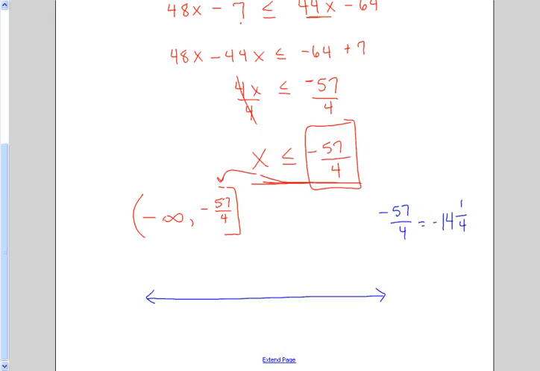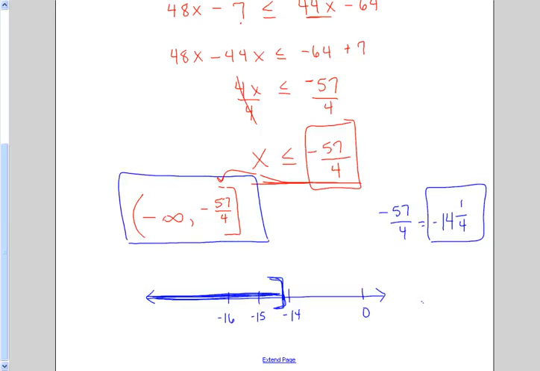So that just kind of helps me on my graph know that as I'm choosing my correct graph, let's say zero is out here, negative 14, negative 15, negative 16. Negative 14 and 1/4 would be just a little bit past negative 14. So less than means it would be shaded to the left. The or equal to part means we would have a bracket. So you would use the mixed number for purposes of finding your graph, but not for your interval notation. Keep it as improper.